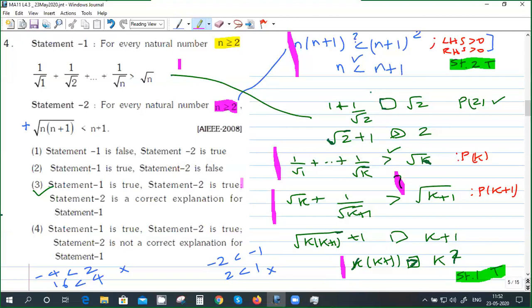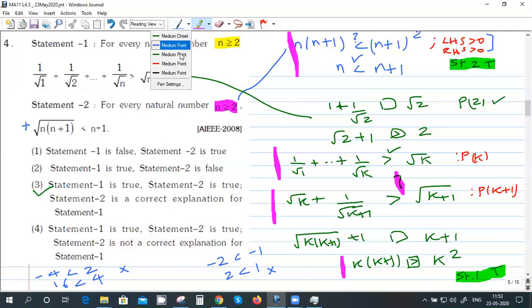Inequalities: if you multiply a negative number on both the sides, then the inequality sign will reverse. For example, 2 is less than 3, right? If I multiply by a negative number, say minus 2, on both the sides, then the inequality sign will reverse. It will be minus 4 and then minus 6. Minus 4 is greater than minus 6. So the inequality sign is reversing because I'm multiplying by a negative number.